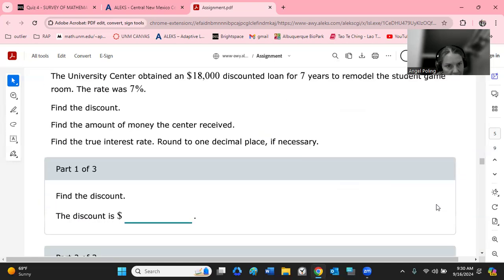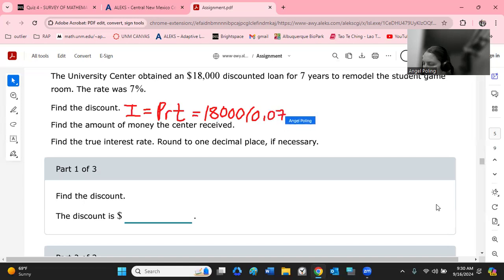All right, number 13, the University Center obtained an 18,000 discounted loan for 7 years to remodel the student game room. The rate was 7%. Find the discount. So the discount is I equals PRT. P is 18,000. R is 0.07. And T is 7.